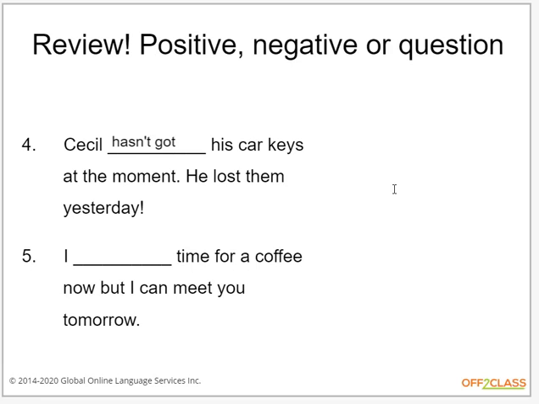Another way of doing this is not just has not. You could also be does. Doesn't. Does not have. Cecile does not have his car keys at the moment. Or you can also do doesn't. Remember the conjugate, you can do that if you need to do that.